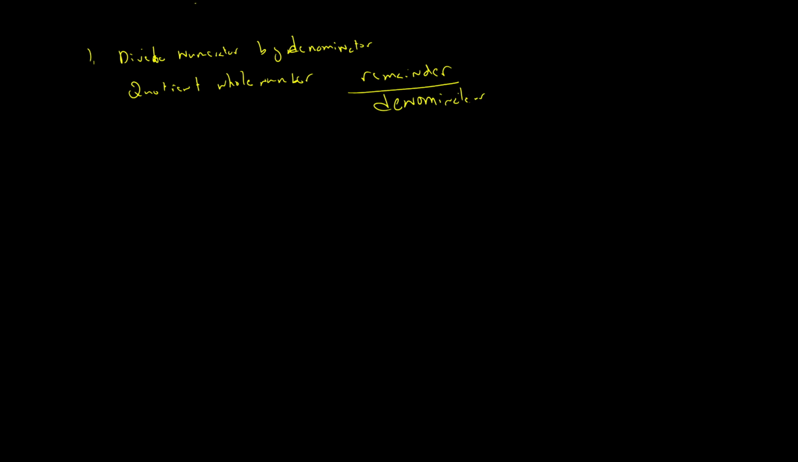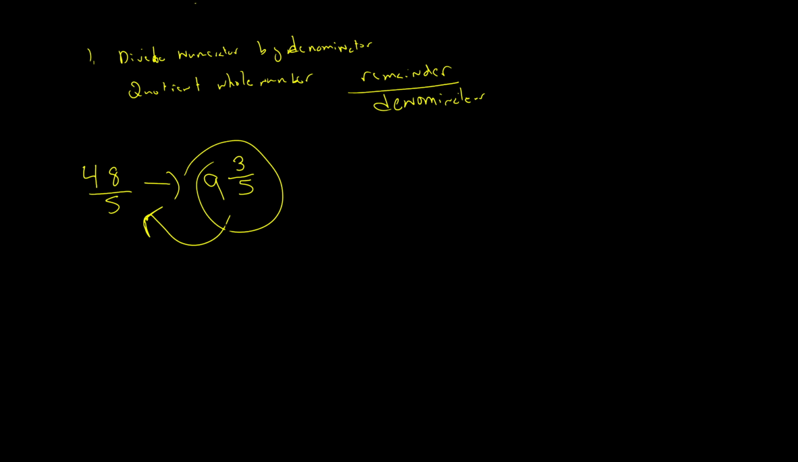Let's do an example of this. So if I take 48/5 and I want to turn it into a mixed number, well, 5 goes into 48 9 times. 9 times 5 is 45 with a remainder of 3. Take the remainder and I put it over 5. And so 9 3/5 is the same as 48/5.